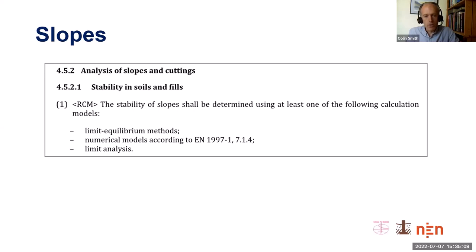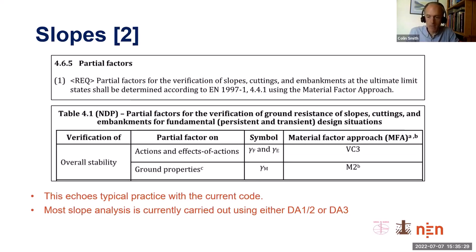So in terms of slopes and cuttings, the code allows you to use numerical methods according to clause 7 in part 1, which is the clause that describes some of that usage. And the partial factors to be used for slopes are consistent with numerical methods, as you'd expect, and most people are using. Currently, we're using Design Approach 1 Combination 2 or Design Approach 3, and essentially those are the partial factors associated with verification case 3 and material property set M2. So there's no real change there, and using those particular partial factor sets, I think generally people find it works very well with numerical methods.